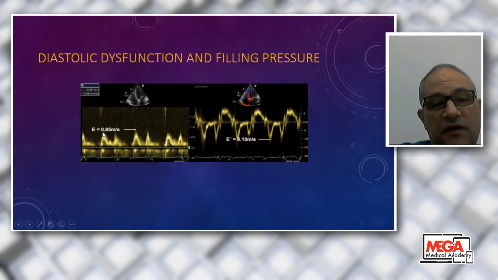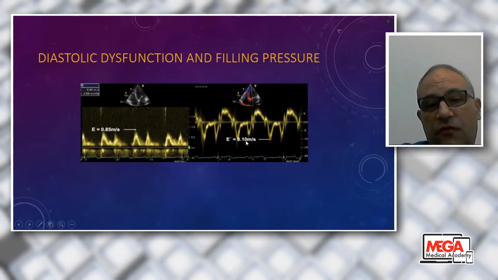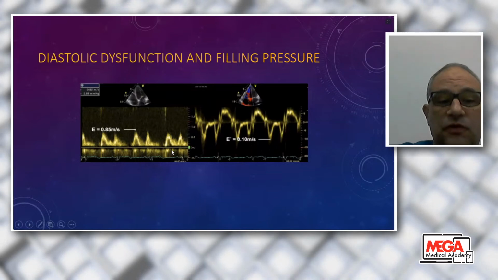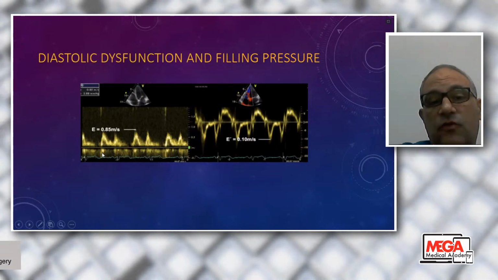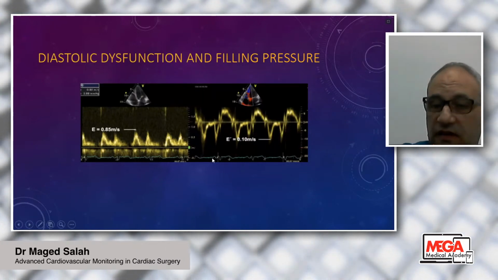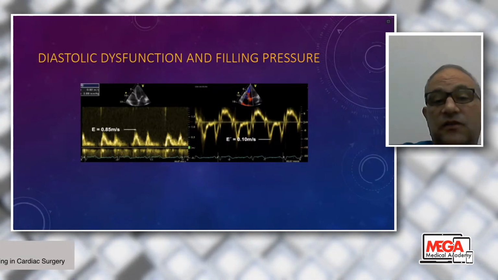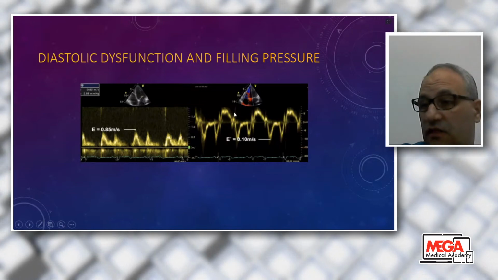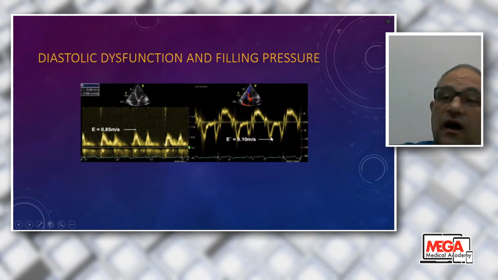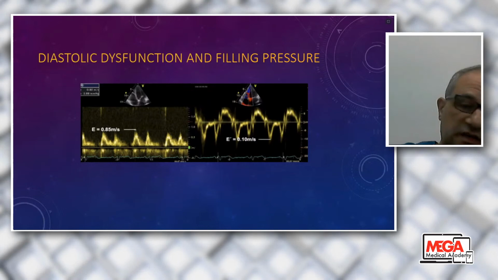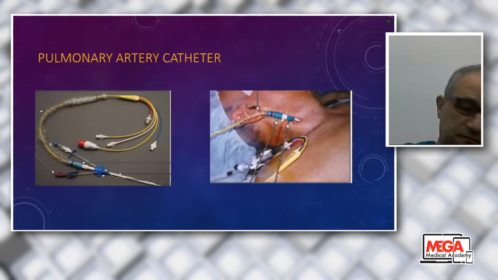So the ratio here is 0.85 over 0.1. The ratio is 8.5. Normally, the ratio is less than 8 in normal filling pressure. If it is more than 14, it denotes a high filling pressure in this atrium, and high pulmonary capillary wedge pressure is expected in this situation.